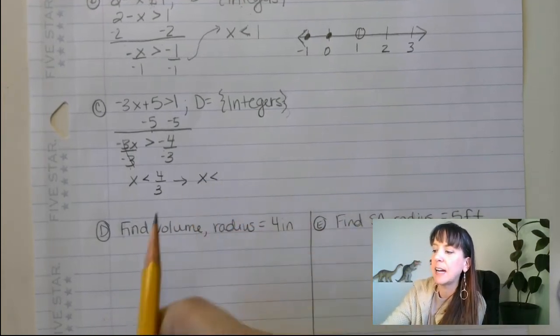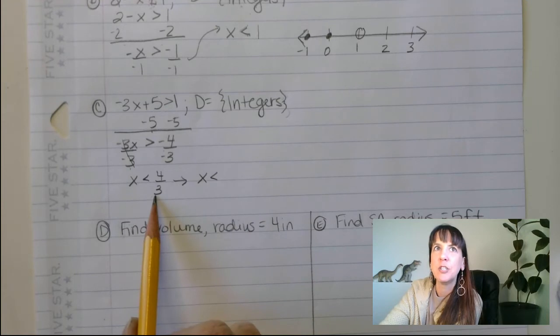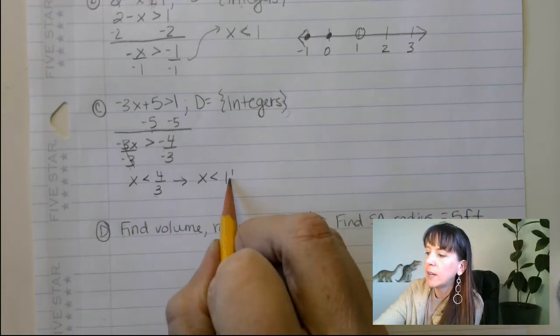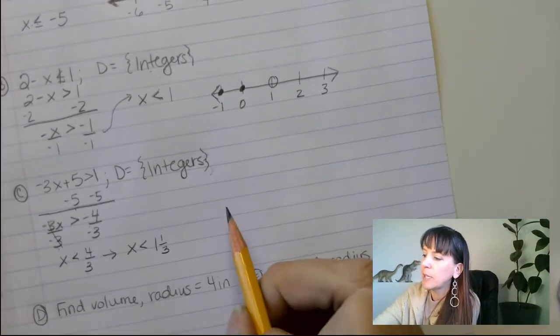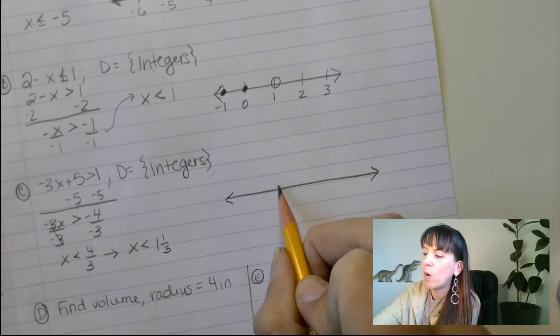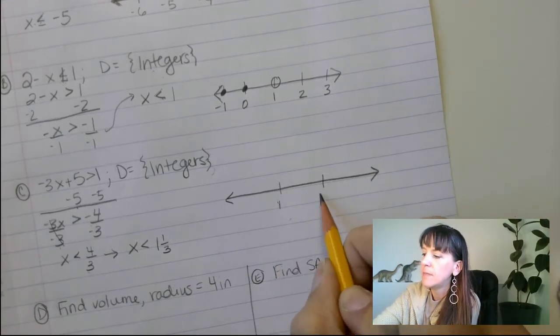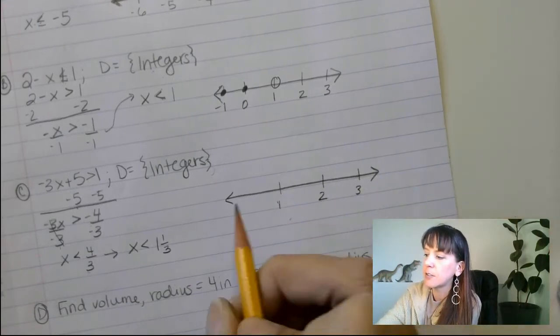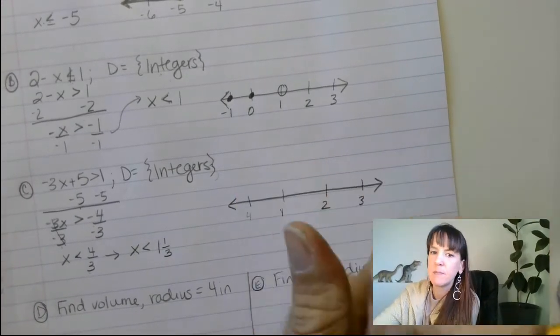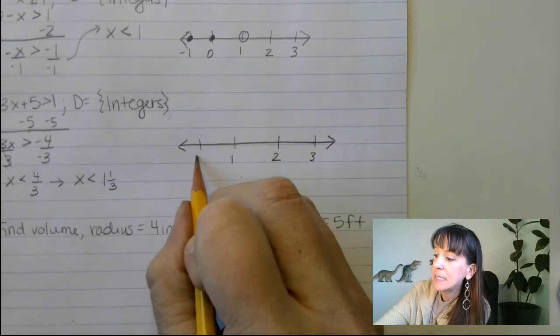However, x is less than, for me, it's easier if I put this into a mixed number, right? So 1 1/3. Okay, so we come back over here, and 1 1/3 comes between 1 and 2. So here's 1, here's 2. I'm going to give it context, 3 and 4. Oh, whoops, what am I doing? Putting a 4 over there. 3 and 0. There we go.